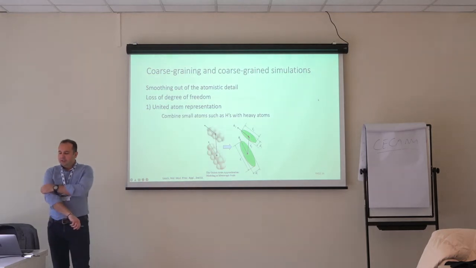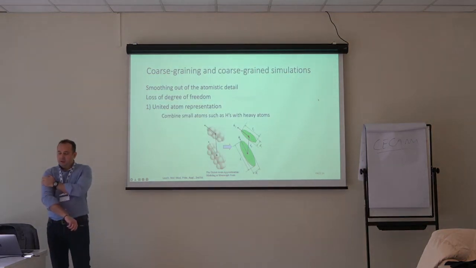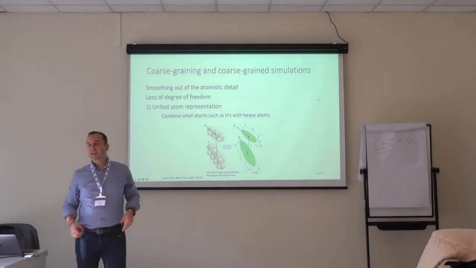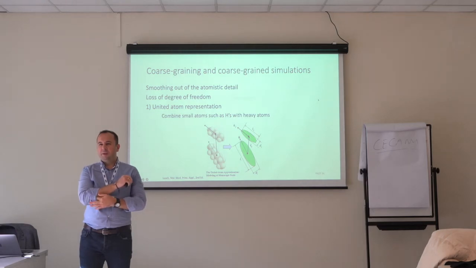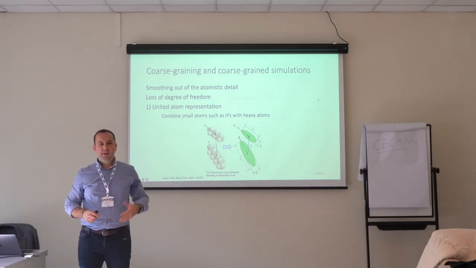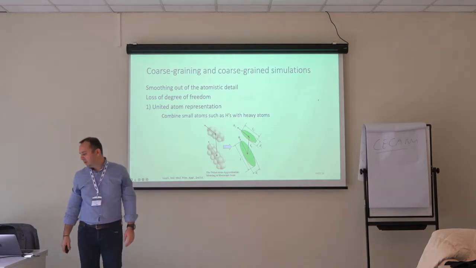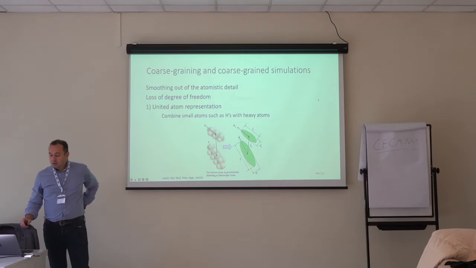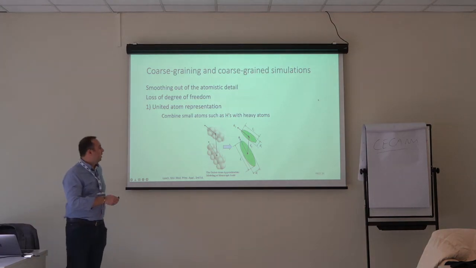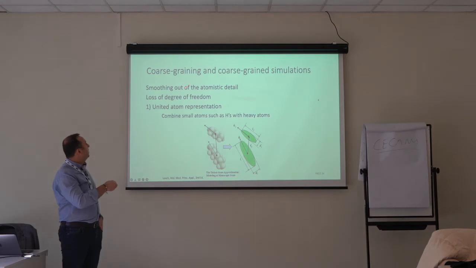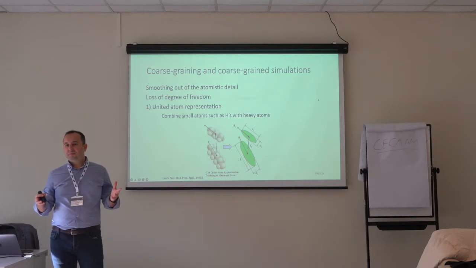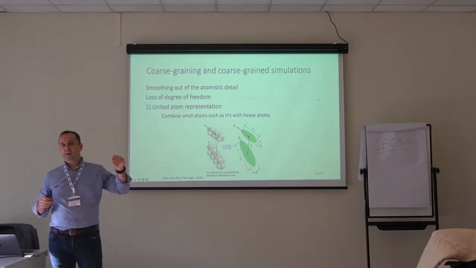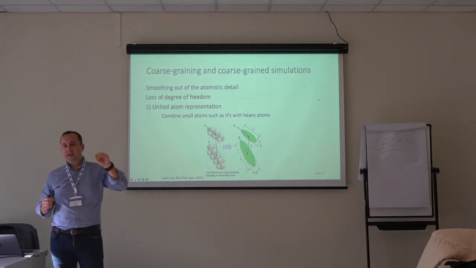Okay, let's start with coarse graining and coarse grain simulations. So far I have told you about the atomistic representation of data, and I even showed you one typical example of what a representation of a 3D coordinate file can be. Coarse graining is smoothing out of the atomistic detail. An atomistic representation is based on modeling or representing atoms as point particles in three-dimensional space.